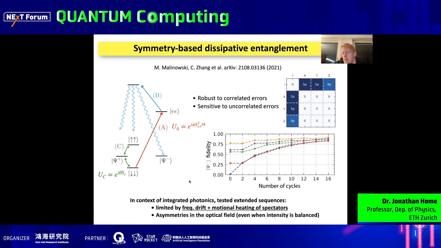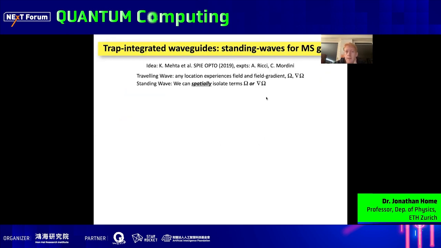The other thing that it tested was our ability to do many gates in a row. So there's about 32 gates being used in this sequence, in the pumping. And we saw various problems that came up by running these extended sequences. We saw we were limited by frequency drift, motional heating of spectator modes, not the ones we were using for the gates. And as I said, these asymmetries in the optical field, which we were not expecting at the time. So there's work still to be done on the integrated optics in that respect.